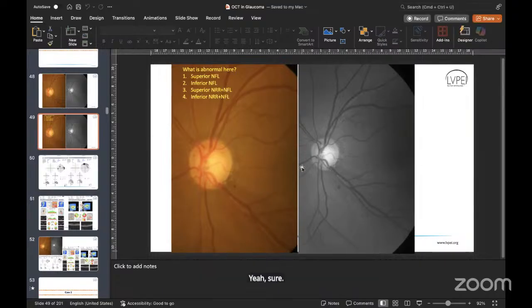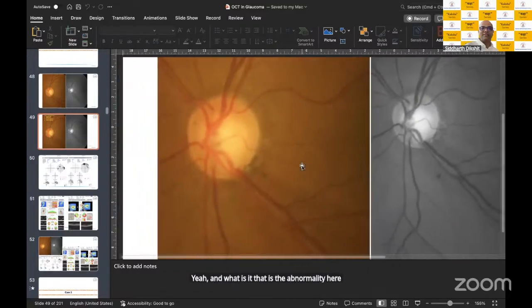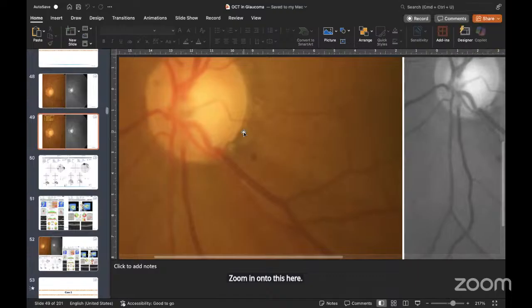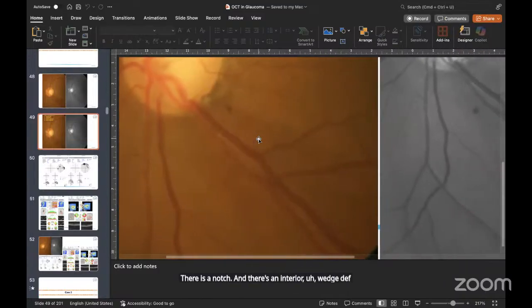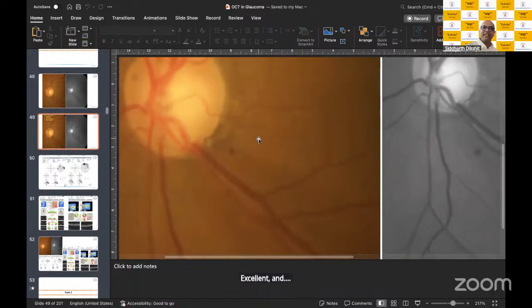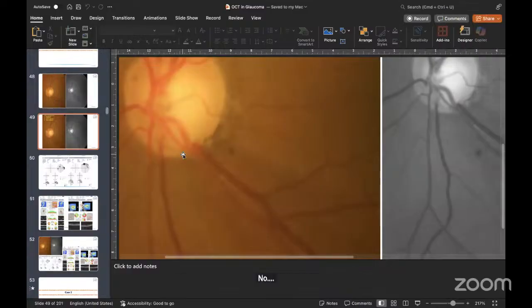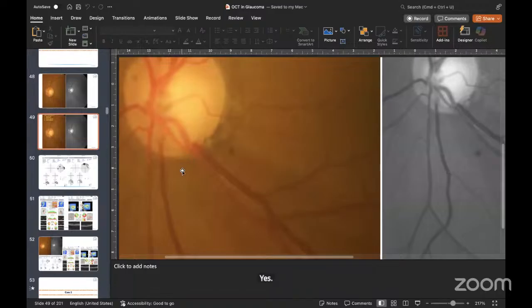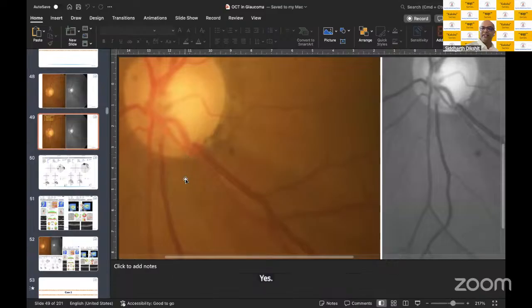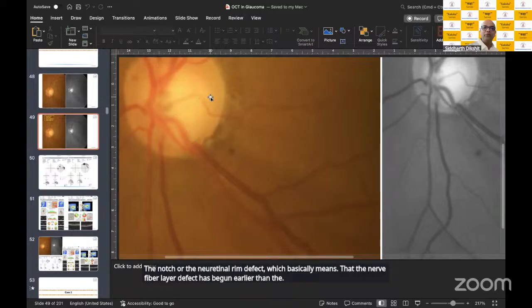Yeah, sure. And what is it that is the abnormality here? I will just zoom in onto this here. There is a notch and there's an inferior wedge defect, a large one. Excellent. And going to the next stage, I'll point out where the beginning of the notch is. Is it here? Yes or no? No. Here? Yes. Excellent. And this coincides with the beginning of the nerve fiber layer defect. But you will see that the nerve fiber layer defect is usually slightly wider than the notch or the neuroretinal rim defect, which basically means that the nerve fiber layer defect has begun earlier than the notch. And where is the end of the notch?